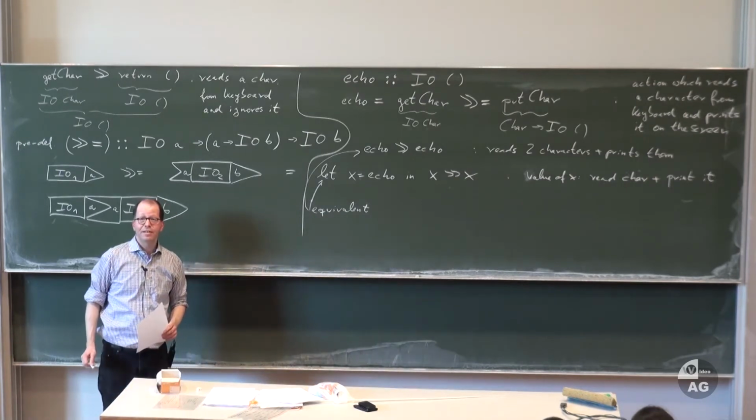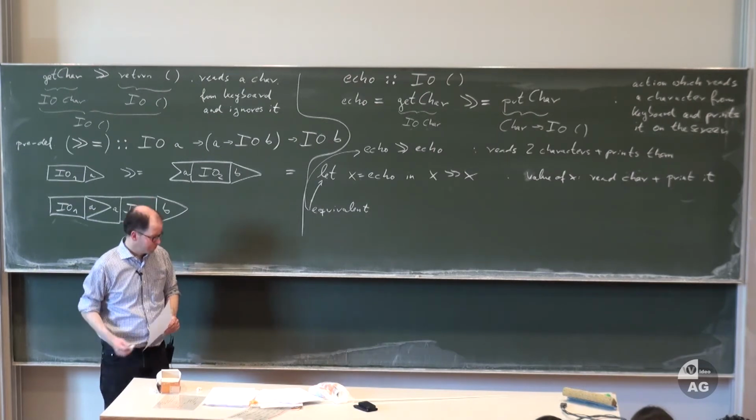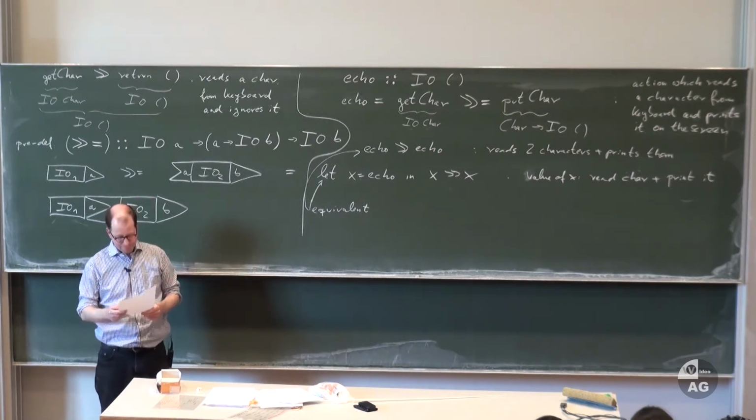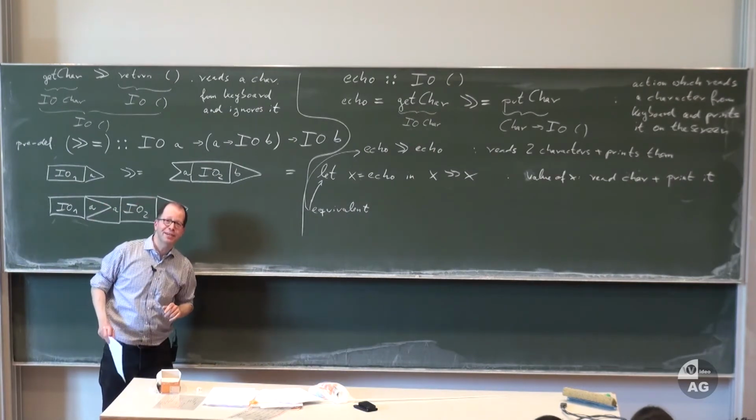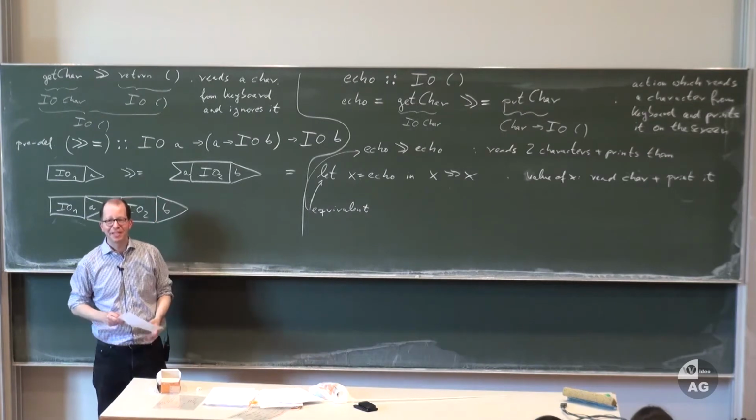Yeah? How would you write a function that reads two characters and then just returns them? So you read a sequence of characters without outputting them. Echo reads one character and outputs it, but what if you want a sequence of them? Okay. Give me 5 more minutes and then I'll do it, okay?